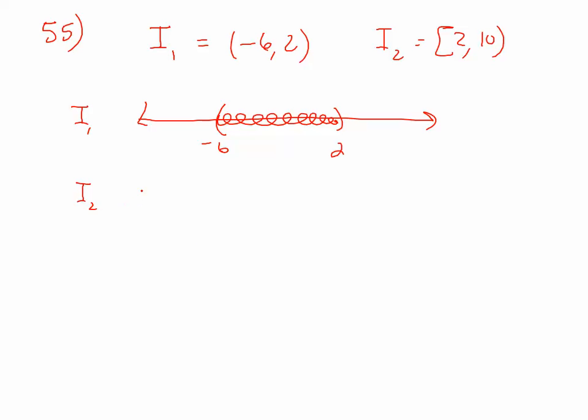Then you have interval 2. In comparison, we start off at +2 with the bracket, so we're including the +2, and we go all the way out to 10, but we don't include the 10. Okay, it says find the union and then also find the intersection. So let's go union first.